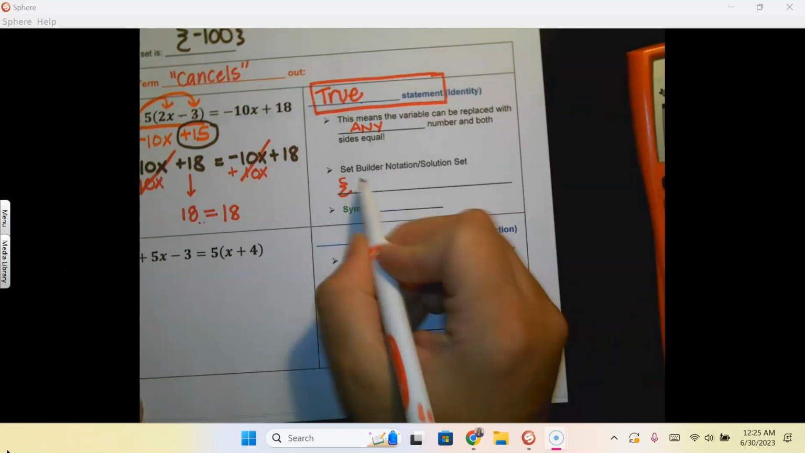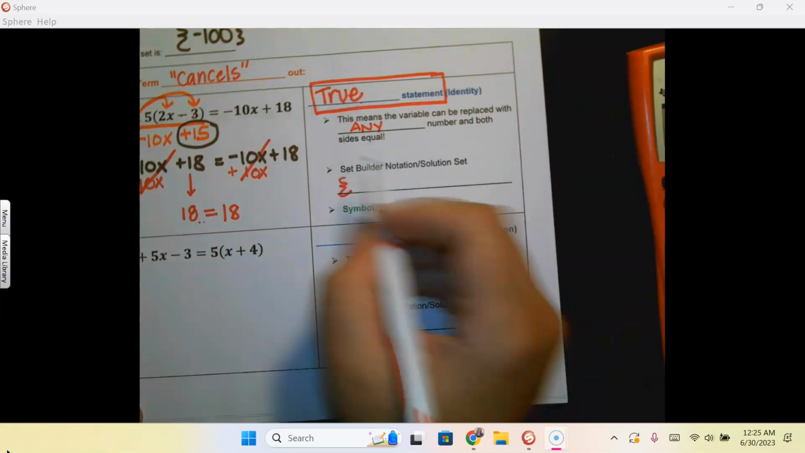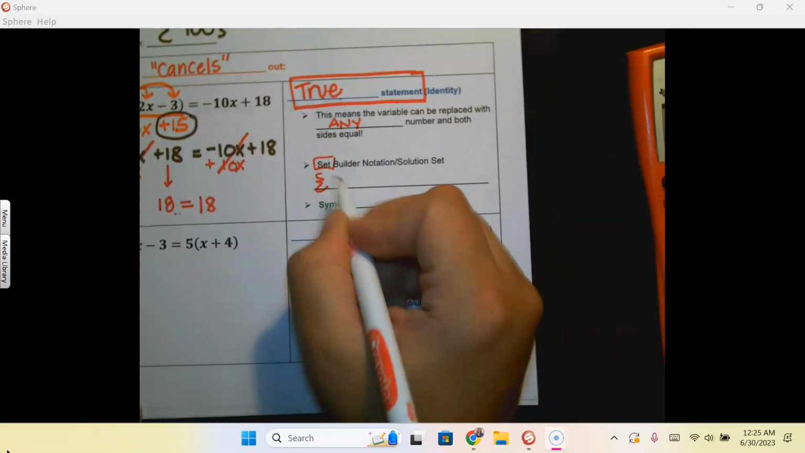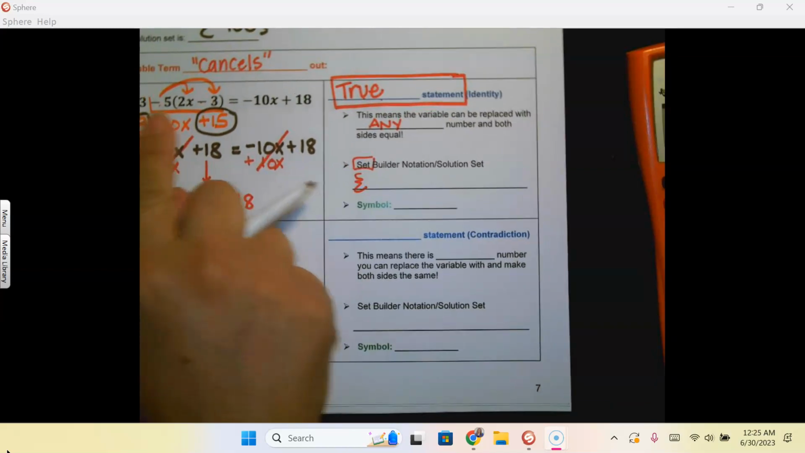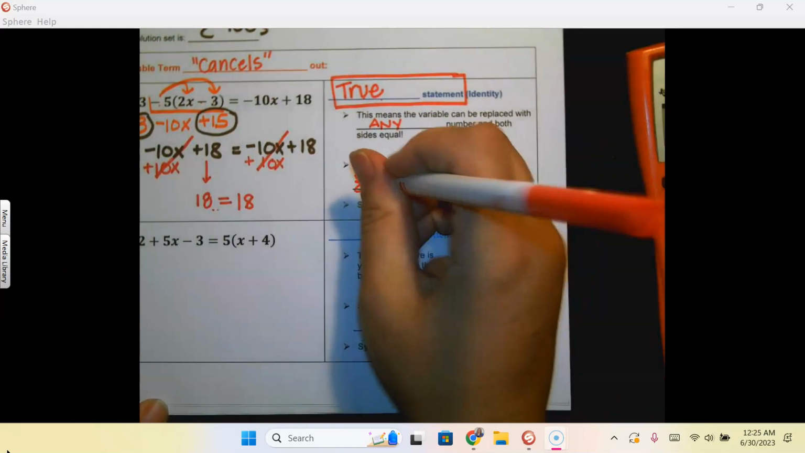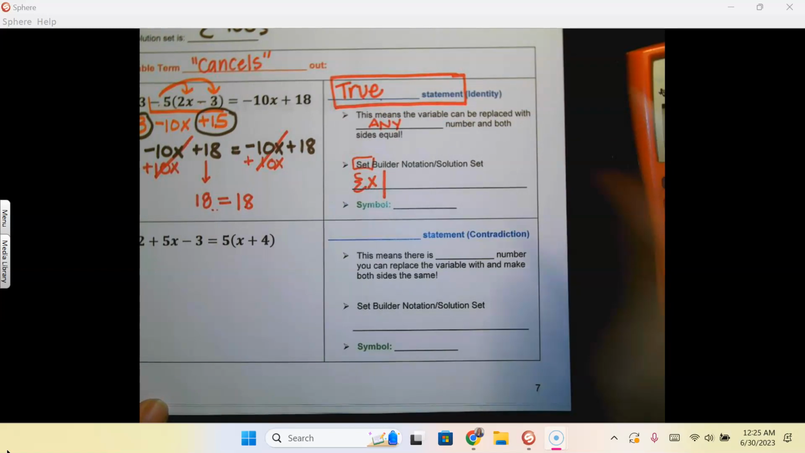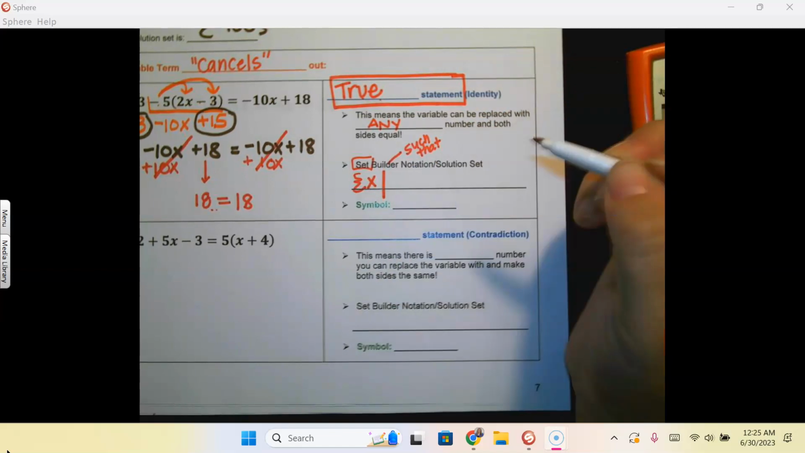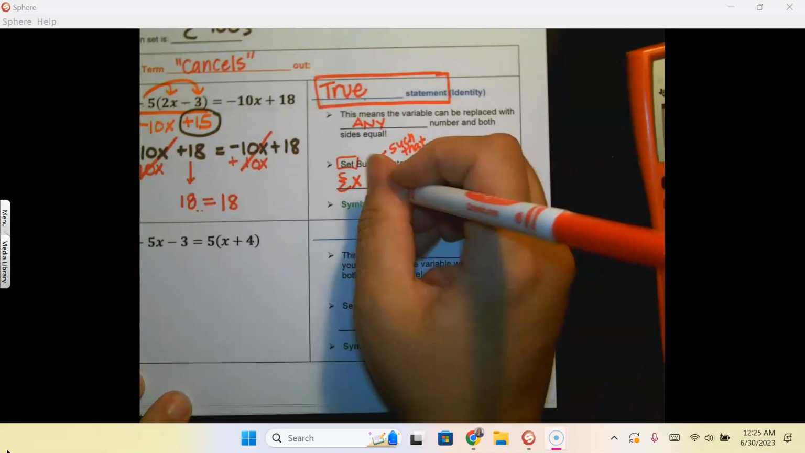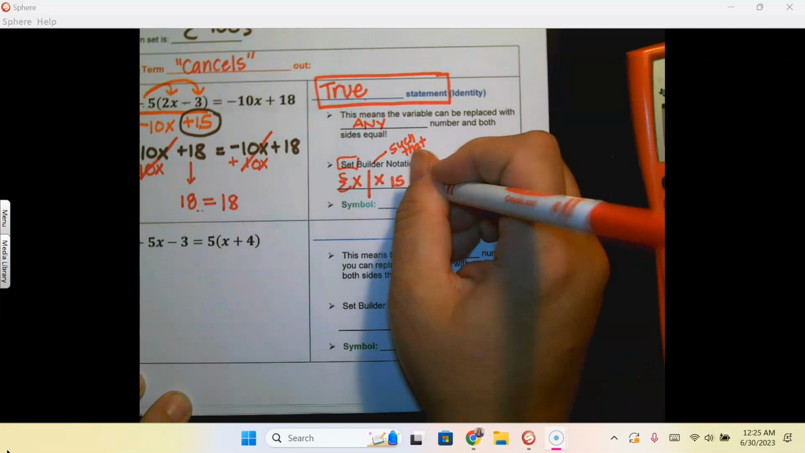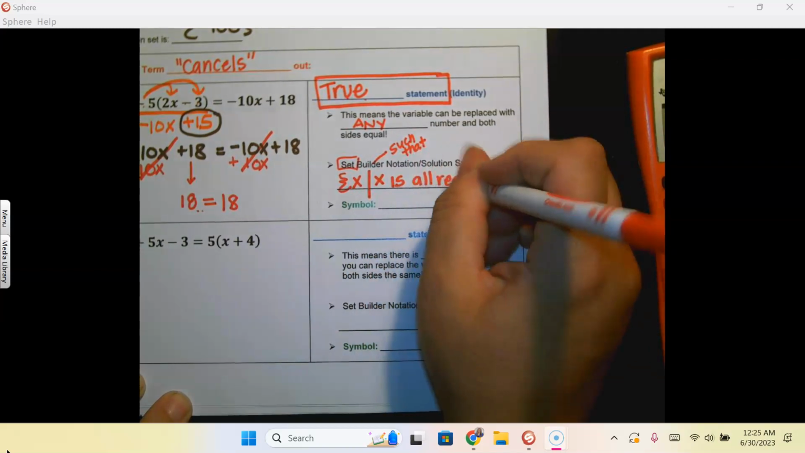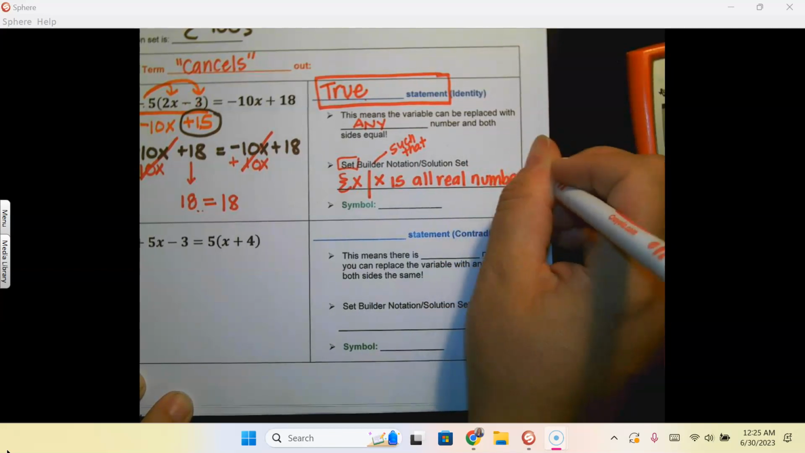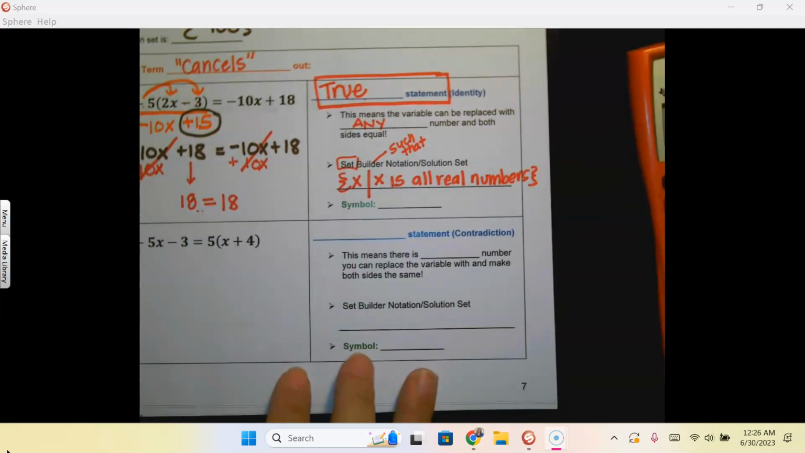So if you're asked to write your answer in set builder notation, remember the word set means these, you're going to have these curly brackets. And in the set builder notation, whatever variable is in the problem would go first, so since it's x, and then there's this vertical line. That vertical line right there means such that. Okay, so it says x such that x is all real numbers, so it could be any number. So that's like the proper way of saying all numbers work.